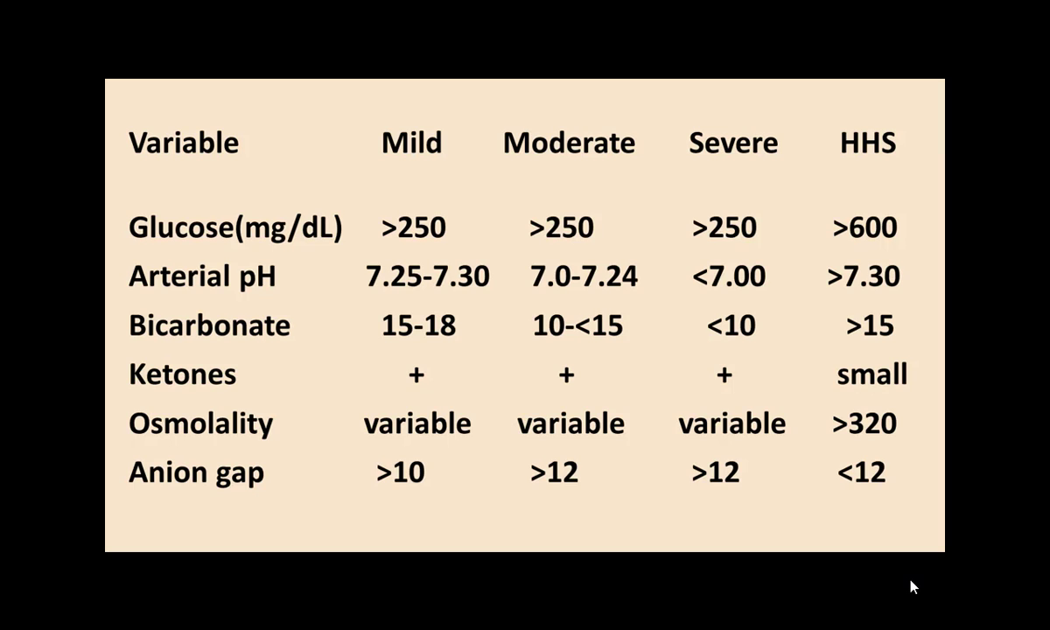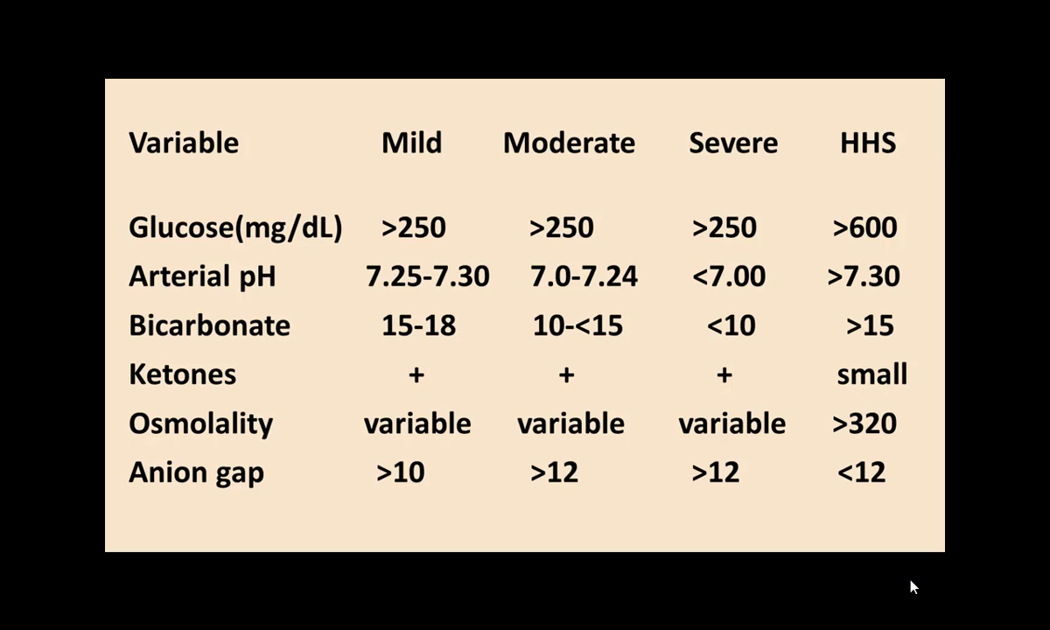Bicarbonate levels would be 15 to 18 in mild, in moderate up to 10, severe less than 10. But in HHS the bicarbonate levels are still better, more than 15. Ketones will be present in all categories of DKA. You may find some ketones in HHS, but mostly it's a negative ketonemia state.